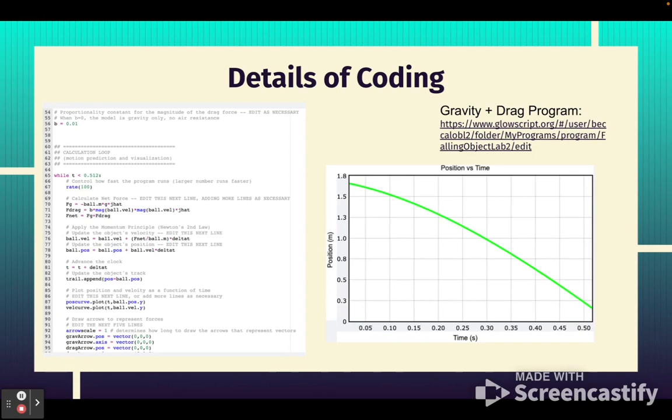I then ran a gravity plus drag program, and I changed b, the proportionality constant, to 0.01, and now there is a force of drag. The force of gravity is equal to the negative value of mass times gravity times the y-axis, and the force of drag is equal to the proportionality constant b times the magnitude of the ball's velocity times the ball's velocity times the y-axis. And then the net force is equal to the force of gravity plus the force of drag. And for this program, my graph is also shown.